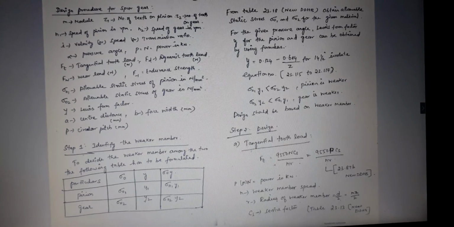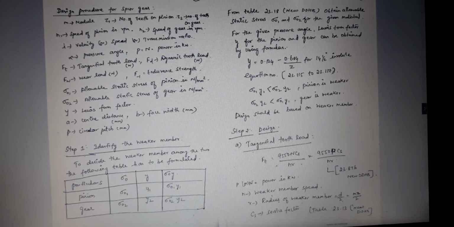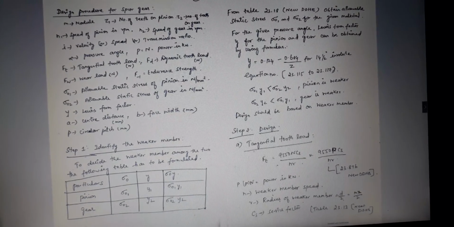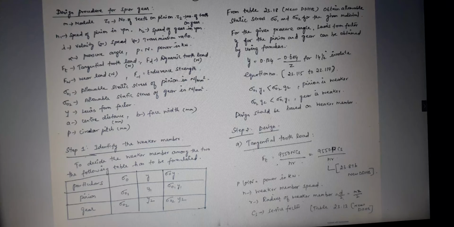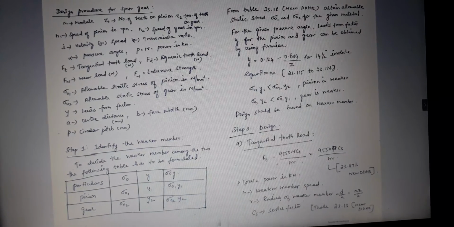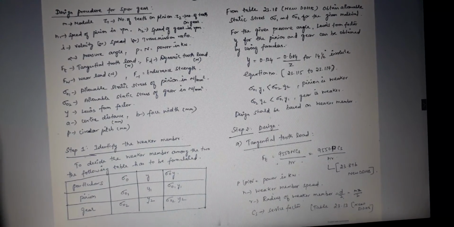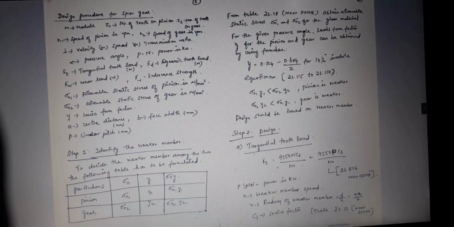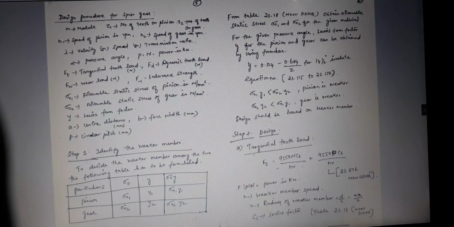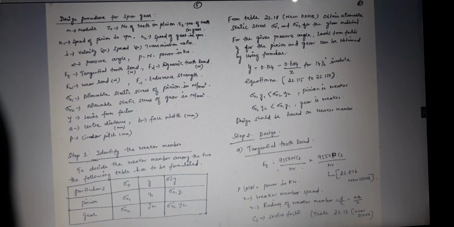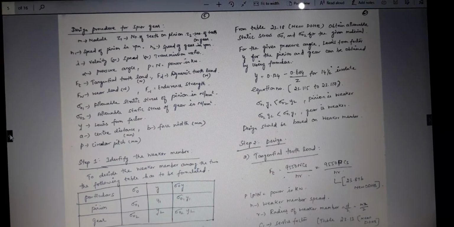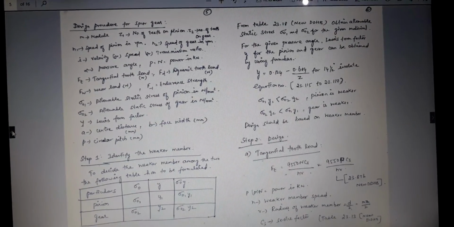So stress values are given in the new data handbook, table 23.18. The allowable static stress for different materials is given in your data handbook. In table number 23.18, they mention the allowable static stress for different materials. So if the material is not given, you have to select the material. Based on the material, you have to take the value from the table. That is the static allowable stress for a pinion and gear.